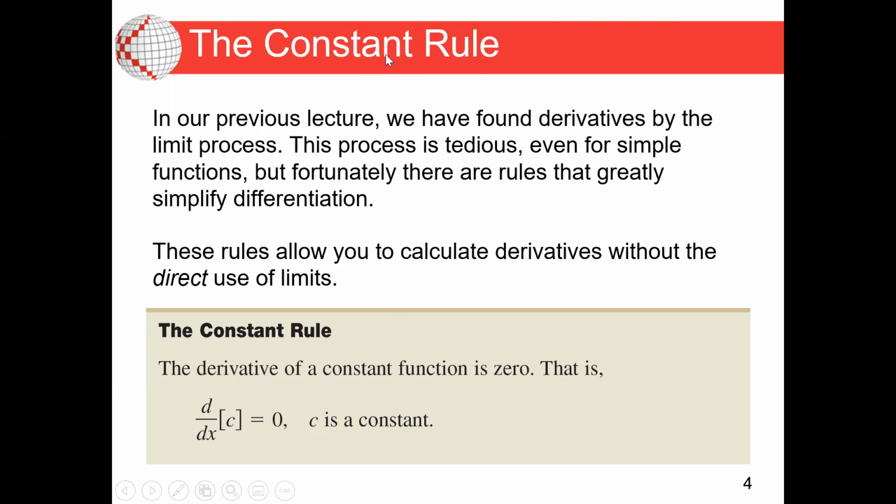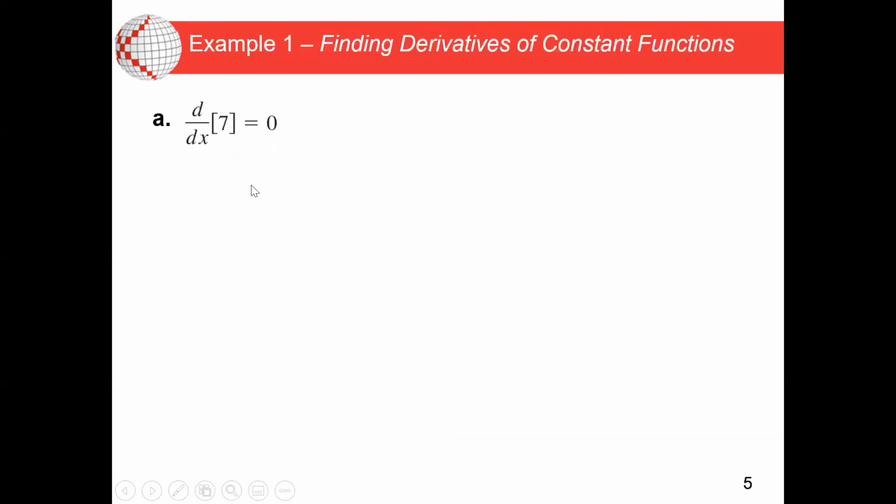Now a constant rule means the derivative of any constant value is 0. And that's what is given here. The derivative d/dx of c is equal to 0, which means the derivative of c, which can be any constant value, is 0. So let's see an example here. Derivative of 7, the answer is 0.